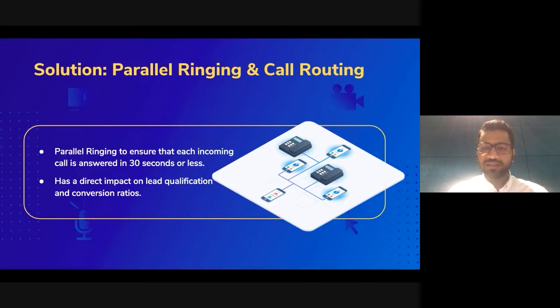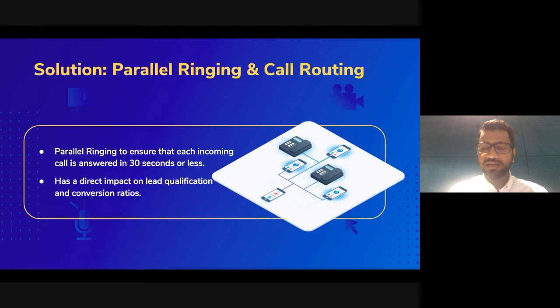So what happens is that now whoever is free is able to take the call and connect back to the customer. So this decreased my time to connect back to the customer significantly, and we were able to achieve the target of reaching back to the customer within 30 seconds of dropping an inquiry.